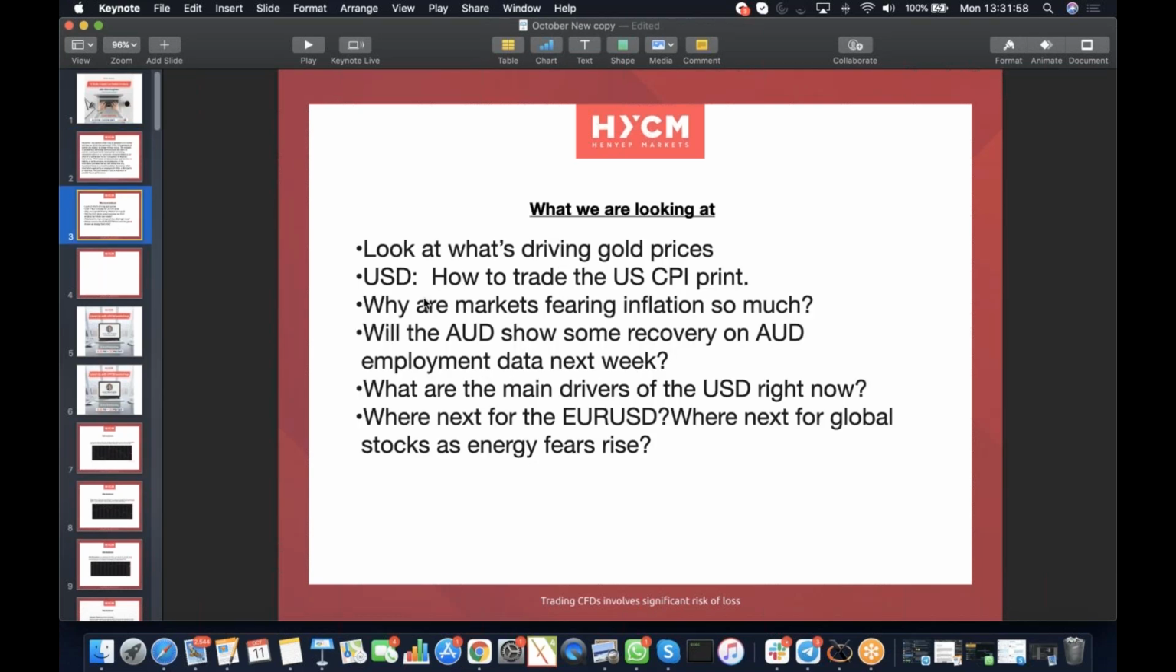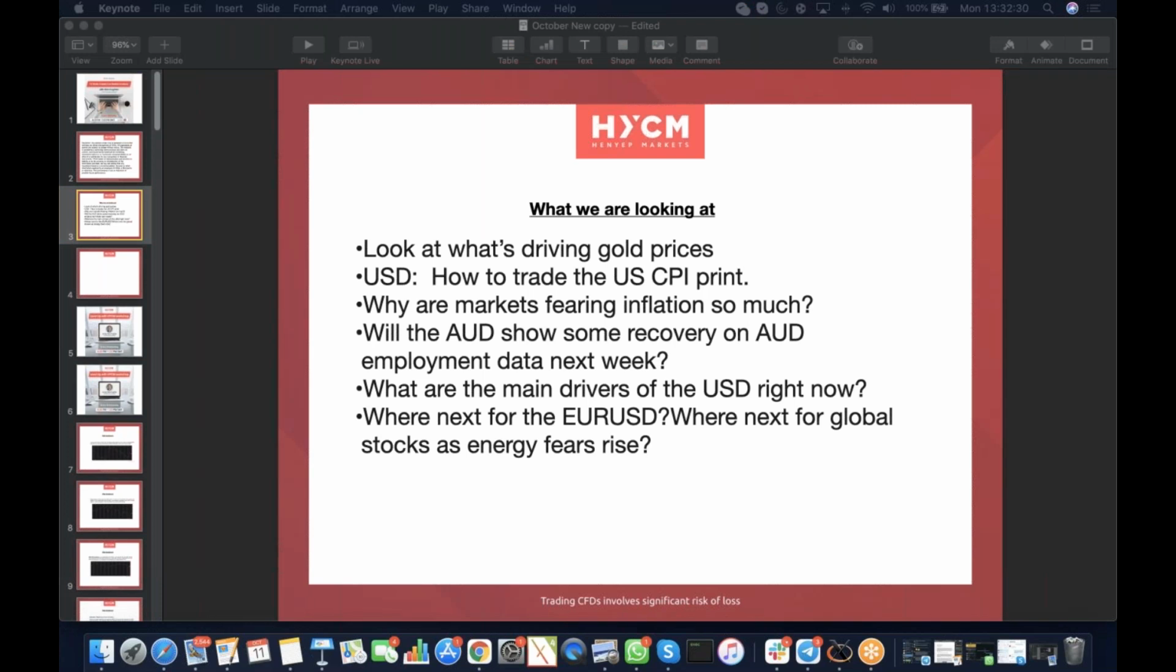These are the main issues we're going to be looking at. We're going to be looking at what's driving gold prices, the dollar, and how to trade the US CPI print. That'll be very interesting this week. We're looking at the inflation factor that markets are fearing. We're also looking at the Australian dollar. There are a lot of heavily sold positions on the Aussie. We'll be checking that out, as well as looking at the main drivers in the US dollar, and where's next for Euro US dollar and global stocks. So there is plenty to be looking at today. Without further ado, I just want to give a quick overview of the markets.